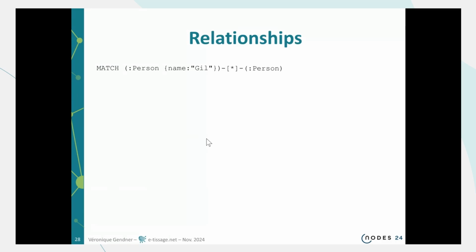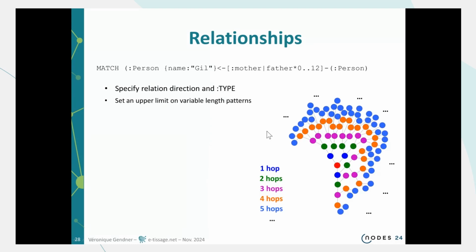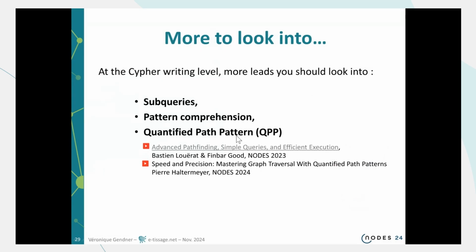Now, what can be done about relationships? For example, specifying relationship direction and type is one hint. Setting an upper limit on variable length patterns is another hint. For more about that, I do recommend you watch the Michael Hunger presentation. Since I have to wrap up, here are just pointers to 3 Cypher subjects that you should definitely look into because some of their use cuts down processing time.